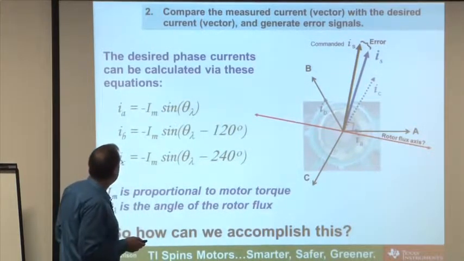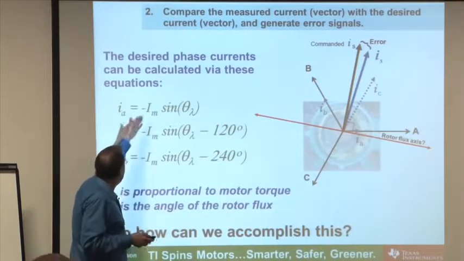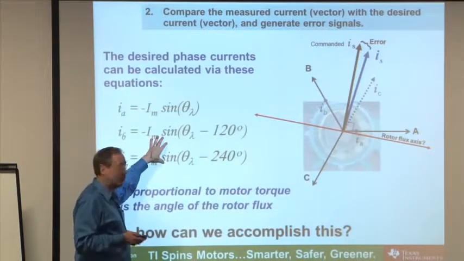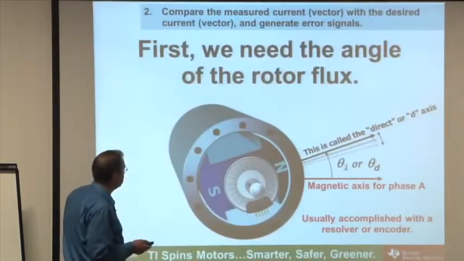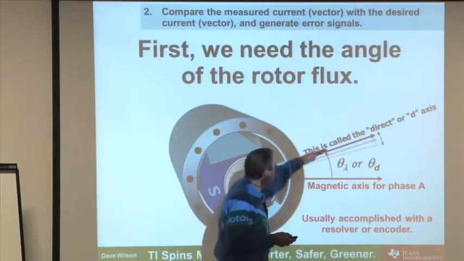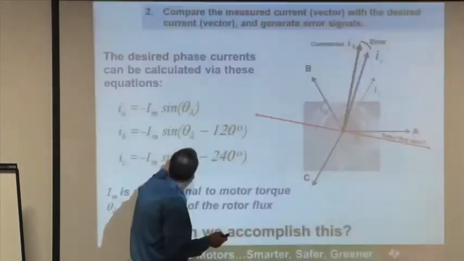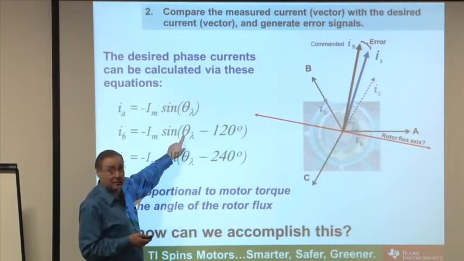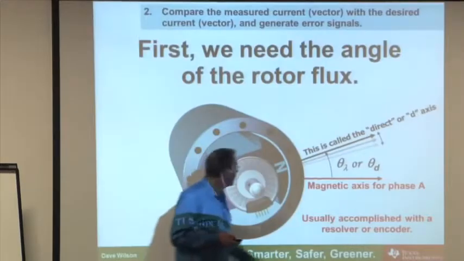How can I design a control algorithm or a regulator system that will make my currents converge onto these values? Well, let's take some simple examples of this. And like I said, in order to make that work, we need to know, if I back up right here, this is critical. If I don't know this, I don't know anything. So I need to know what the angle is of the rotor flux.